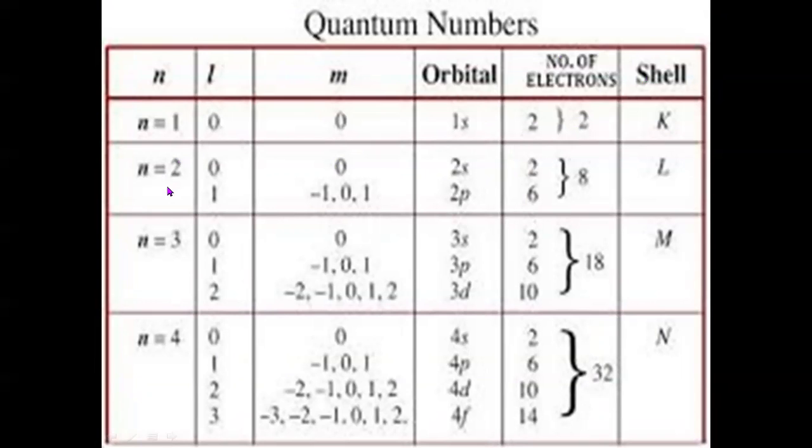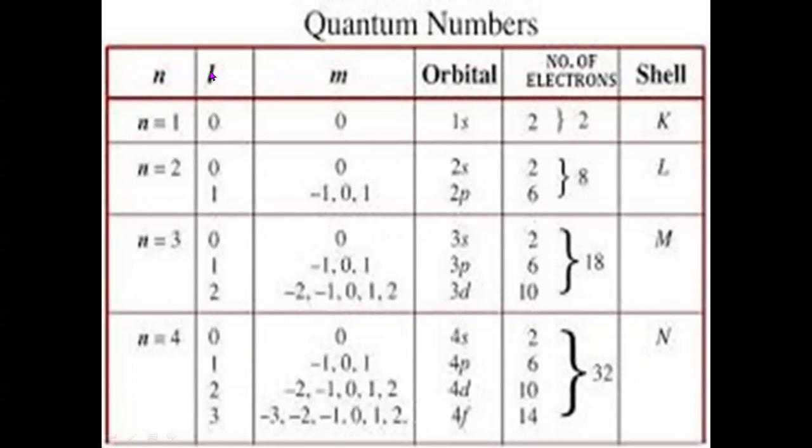Now, in the case of the second orbit, the value of n is 2. And here l will have two values, l equal to 0 and l equal to 1. Again, for l equal to 0, m will be 0, and this will be the s sublevel and s orbital belonging to the second orbit. Therefore, we write it as 2s. Again, there can be 2 electrons because it has only one orbital.